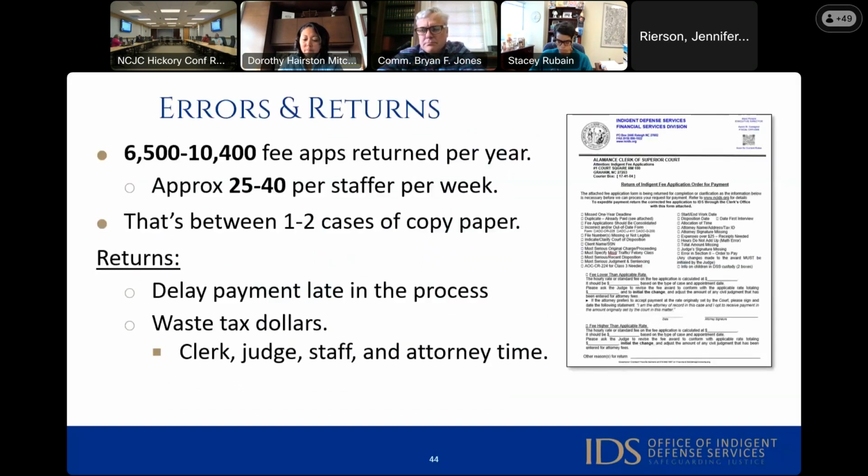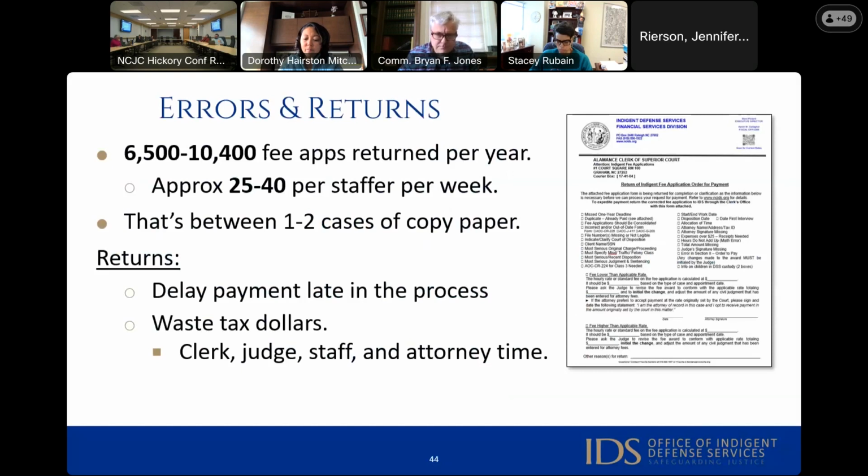So fee app returns are a long-standing problem, and our staff return approximately 25 to 40 fee apps per week per person. That comes to between 6,500 and 10,400 fee app returns per year. That translates to 1 or 2 full cases of copy paper annually. Those cases of copy paper are 50 pounds each, so we return 1 to 2 of those every single year.